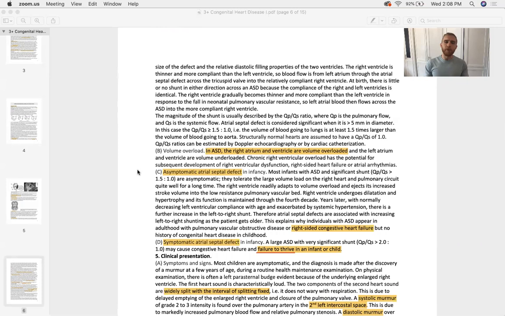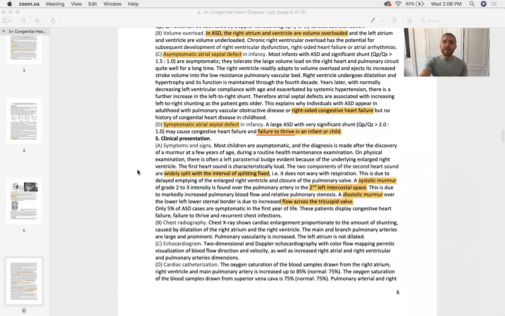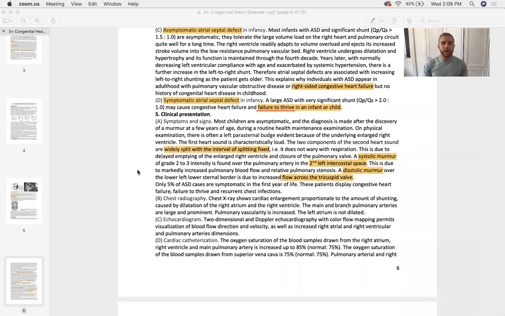Now, atrial septal defects can often be asymptomatic, and then they'll present in adulthood as the effects of that shunt compound over time and gradually stress the pulmonic circuit even more and even more with age. If the hole is big enough, however, the defect will be symptomatic in infancy, and it will present as a failure to thrive.